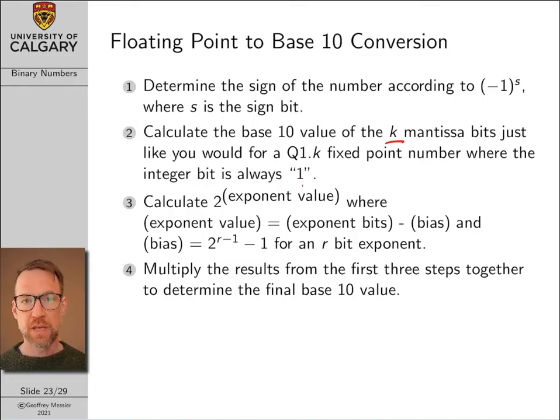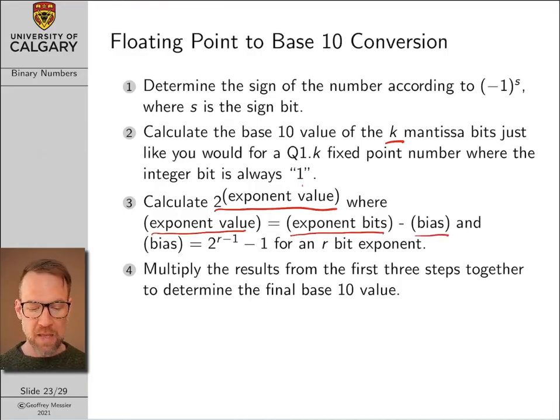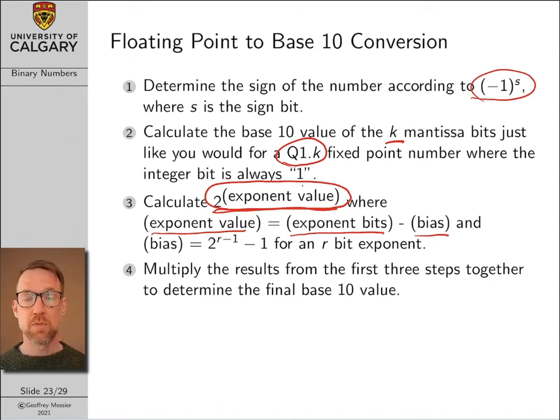The final step is to calculate the 2 to the exponent value term, and the exponent value is equal to the positive binary number represented by the exponent bits minus a bias term, and as I mentioned, the bias term is equal to 2^(r-1) - 1 for an r-bit exponent. And then you basically just multiply your sign term, the base 10 value of your fixed point mantissa, and your 2 to the exponent value term all together to get your base 10 value.